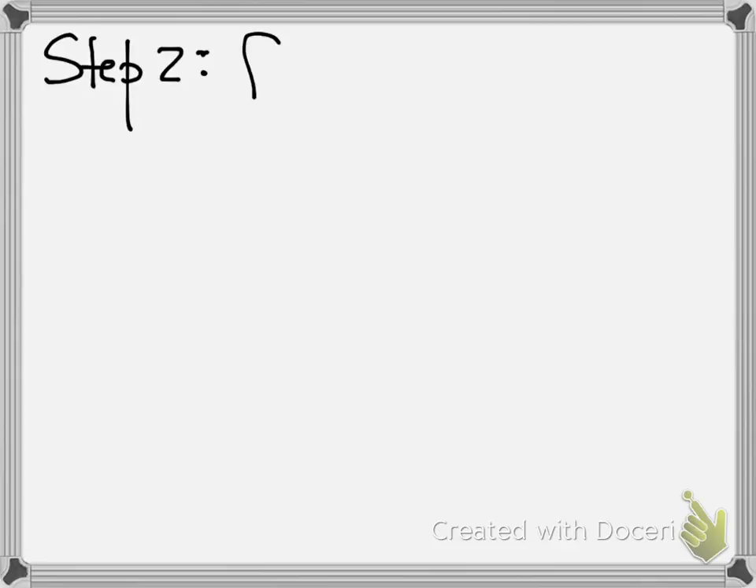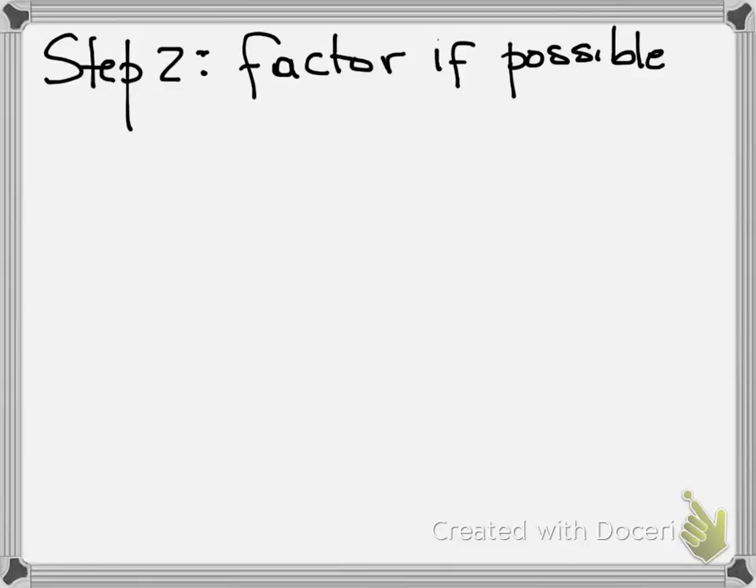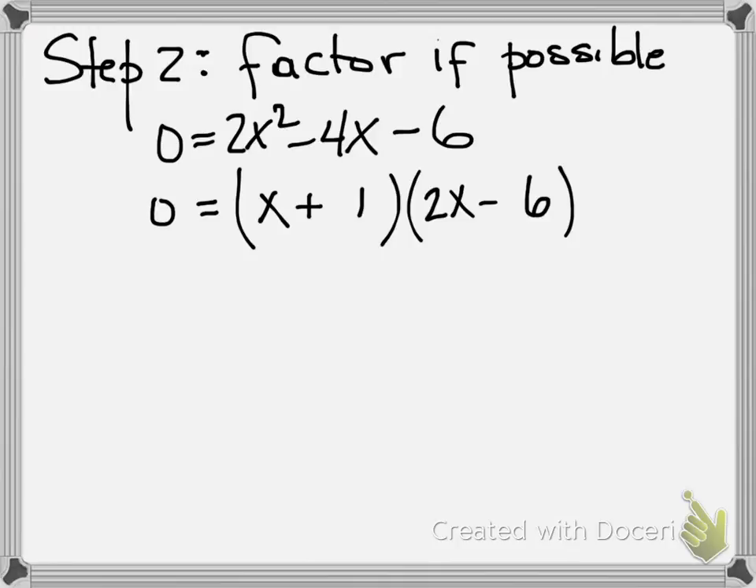Next step, we factor the equation if possible. If it's not possible to factor, ladies and gentlemen, we will use the quadratic formula. But I strongly suggest you try to factor it first. Given the equation that we have, we will use our method and we have 2 times x plus 1 times x minus 3. If we use the distributive property for this, we're going to get 2x squared minus 4x minus 6. So, we know how to do that already.